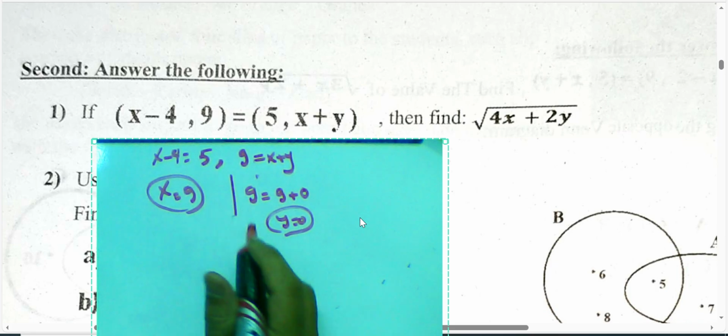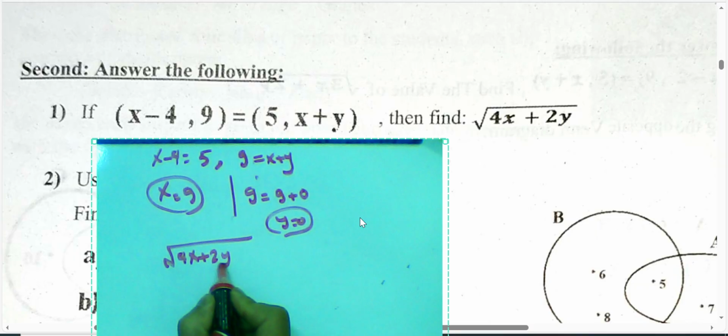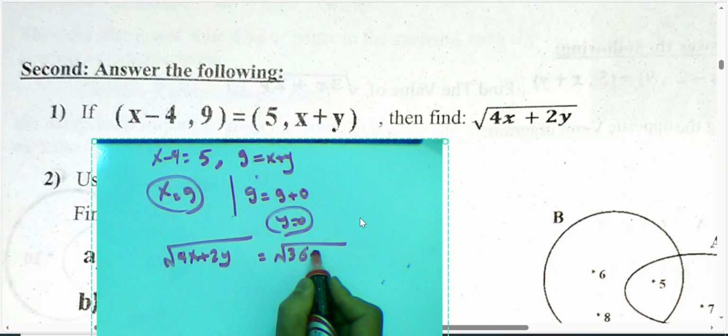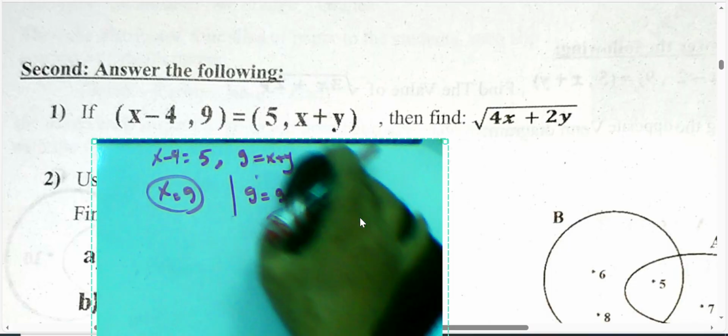He wants to find the square root of 4x plus 2y. 4 multiplied by x, 4 times 9 is 36. 2 times 0 equals 0. Then the result will be 6. Square root of 36 equals 6.